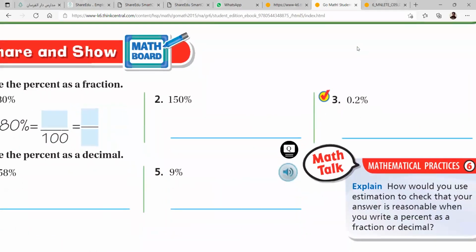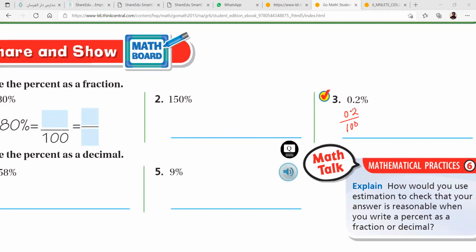They said write as a fraction. First thing, let me write as a fraction. 0.2 over 100. Do you see a decimal point? I need to remove a decimal point. To remove this decimal point, first you need to check out how many numbers you see here.